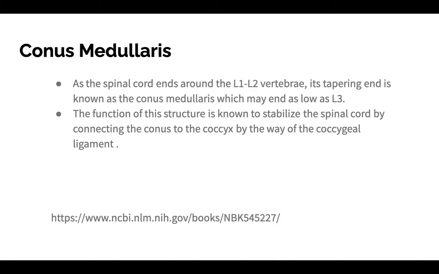Now we're going to get into some structures that we expect to find. We start with the conus medullaris. Now, as the spinal cord ends around the L1, L2 vertebrae, its tapering end is known as the conus medullaris, and that can extend as low as L3. The function of the conus medullaris is to stabilize the spinal cord by connecting the end of the spinal cord to the coccyx, and this is done by the coccygeal ligament.